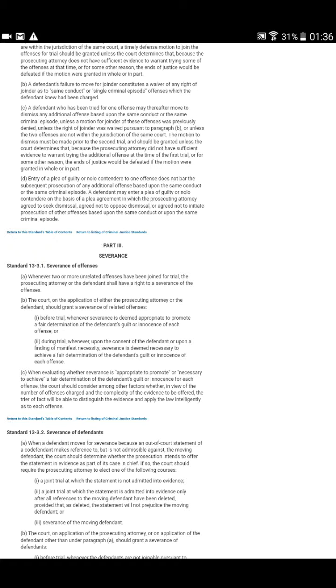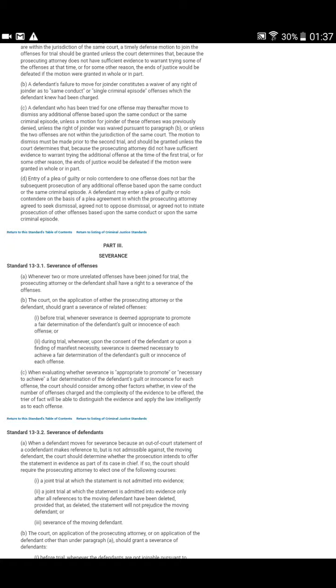Entry of a plea of guilty or nolo contendere to one offense does not bar the subsequent prosecution of any additional offense based upon the same conduct or the same criminal episode. A defendant may enter a plea of guilty or nolo contendere on the basis of a plea agreement in which the prosecuting attorney agreed to seek dismissal, agreed not to oppose dismissal, or agreed not to initiate prosecution of another offense based upon the same conduct or upon the same criminal episode.